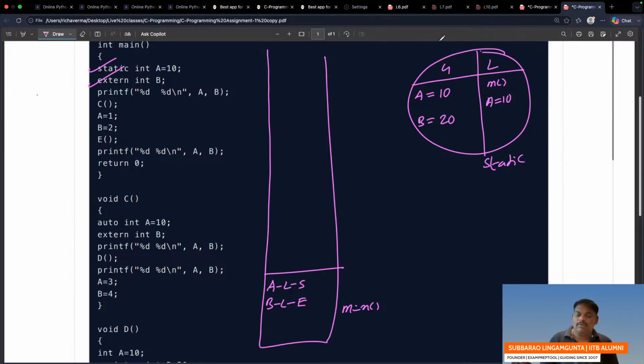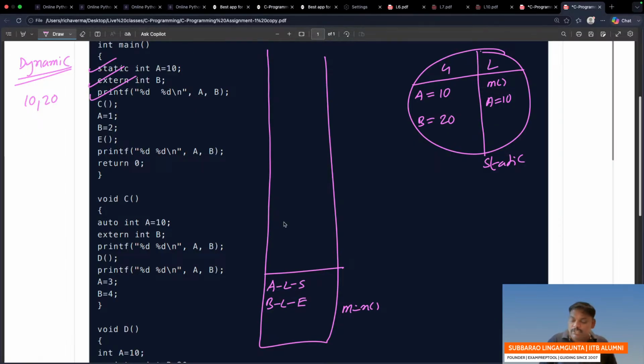Now let's say this one. Print a comma b. A is local static area, so 10. B is local but external, means this b is 20. So output, see this one, 10, 20 printed. So let me write dynamic scoping: 10, 20. Okay, fine. That is okay, so this is completed.